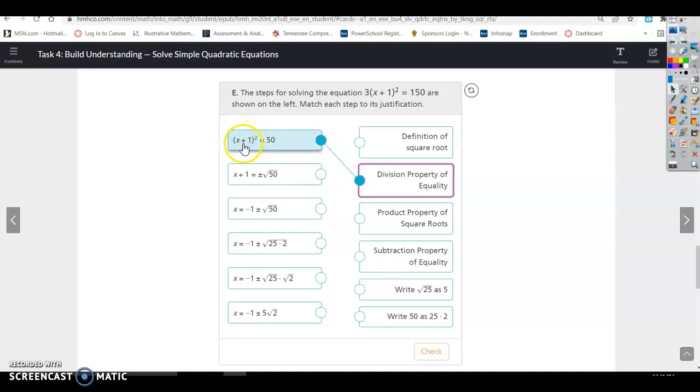And then the next thing here says take the square root of both sides. That's going to be the definition of square root. And then if you go from this step to this step, they have subtracted 1. That's going to be our subtraction property of equality. And then once they subtracted 1, they're going to rewrite 50 as 25 times 2. And that way we have a perfect square here. So 25.